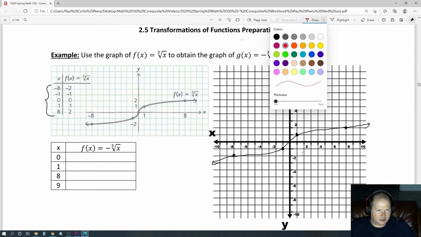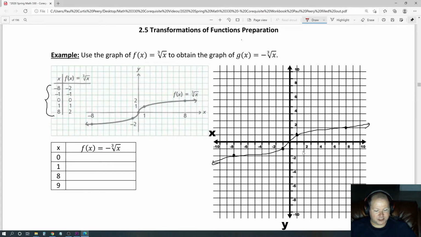Okay. Now, what about this? So we plug a 0 in there. Cube root of 0 is 0. And we put a negative in front of it, still 0. Cube root of 1 is 1. We put a negative in front of it, it's a negative 1. Cube root of 8 is 2. Put a negative in front of it, gives me a negative 2.